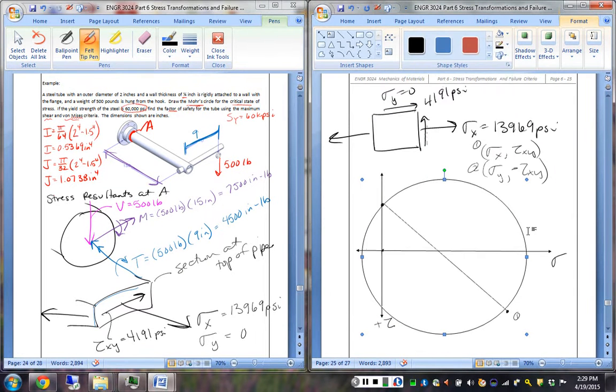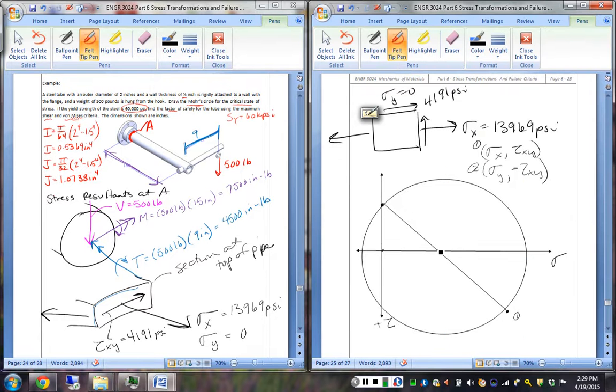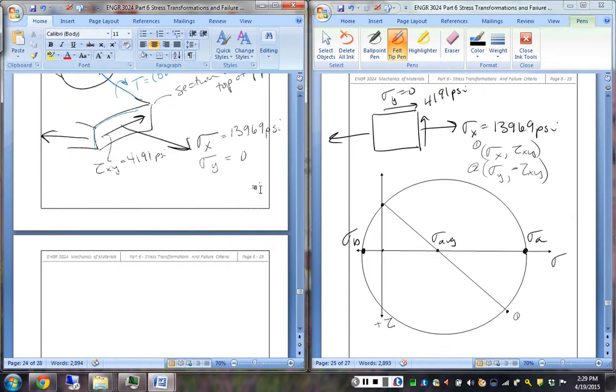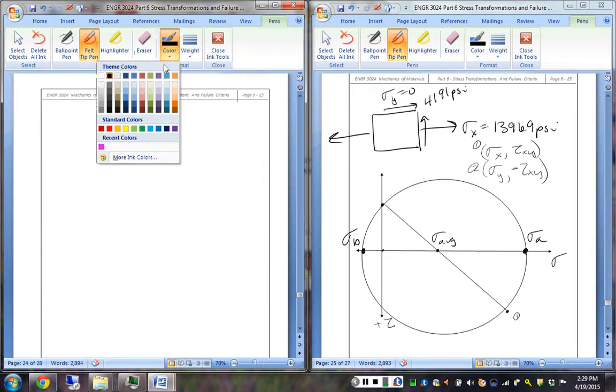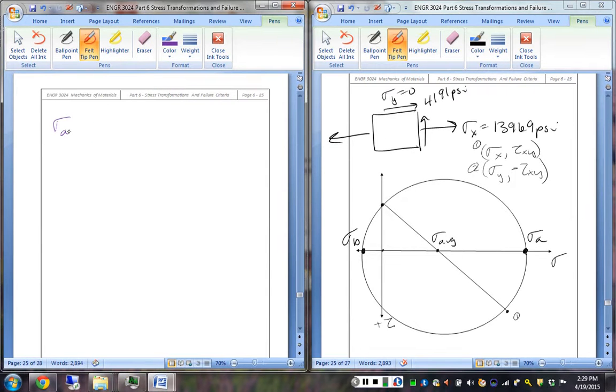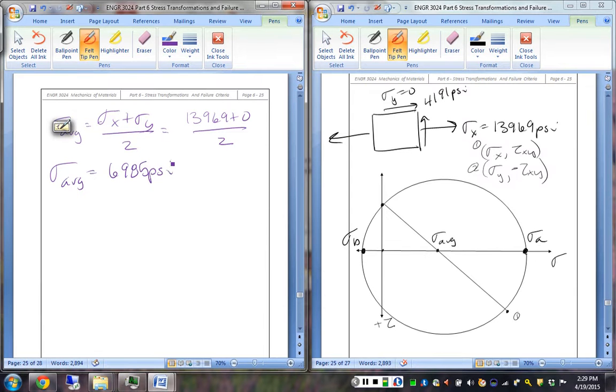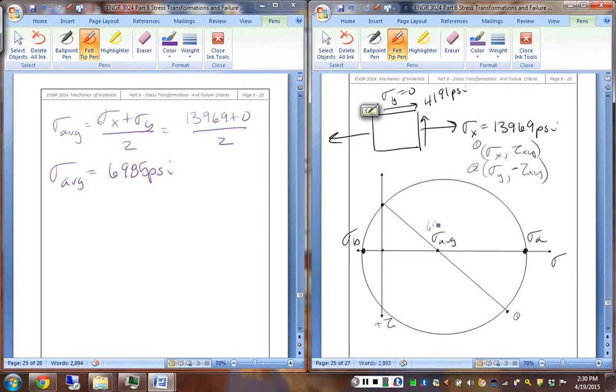and we add our circle with no fill. We know that this location is our sigma average, this location is our sigma A, and this location is our sigma B. And we can calculate those values. Our average is sigma x plus sigma y divided by 2. So 13,969 plus 0 divided by 2 gives us a sigma average of 6985.